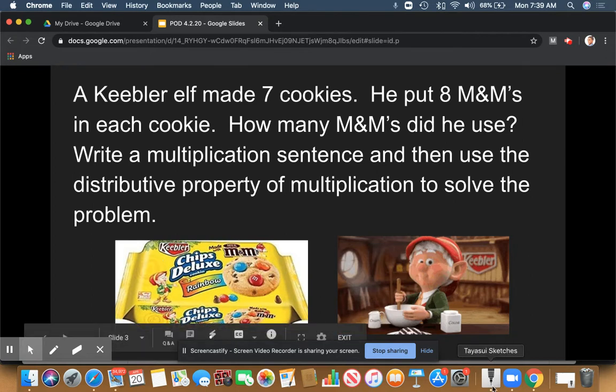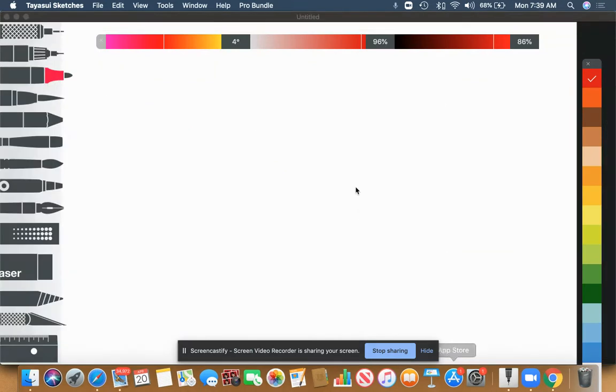All right, welcome back, guys. Hopefully you were able to solve the problem using the distributive property. But in case you've forgotten, we'll go over that problem now. So I see that my multiplication is going to be, he made 7 cookies and he put 8 in each cookie. So I have 7 cookies and I have 8 M&Ms on each cookie. So I can write my multiplication sentence. I can write it one of 2 ways.